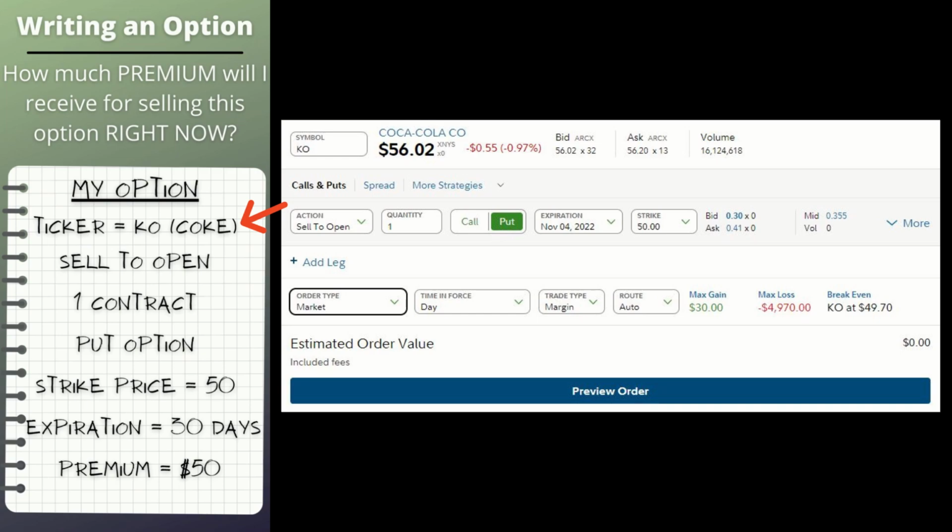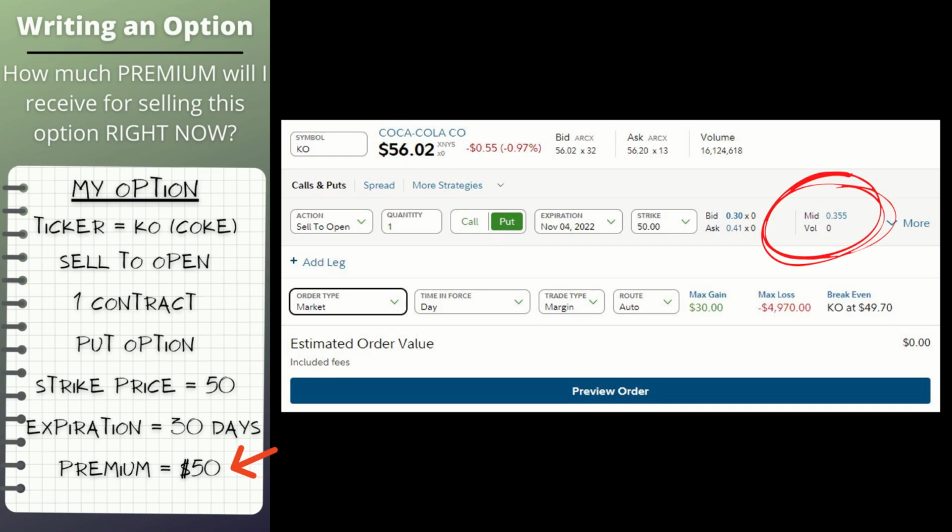But we went down through this option completely, right? We said sell to open one contract. It was a put option. We made all these decisions. A strike price of $50, an expiration out about 30 days. And for that, it shows here premium $50, but in reality, when we checked it, it was about $35.